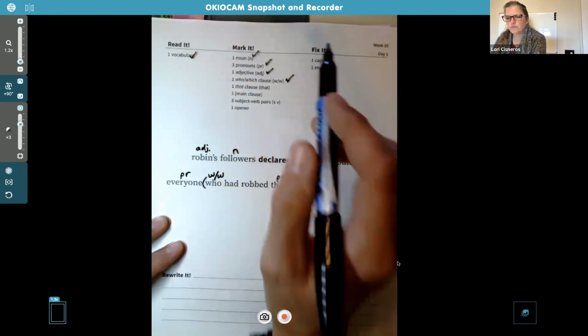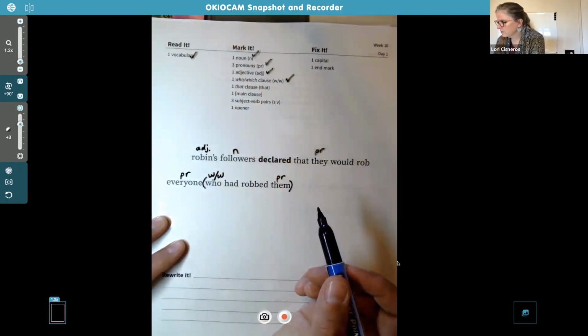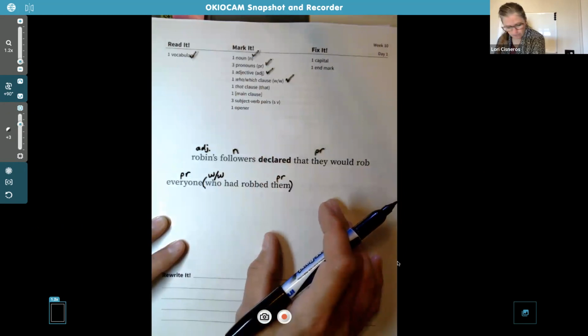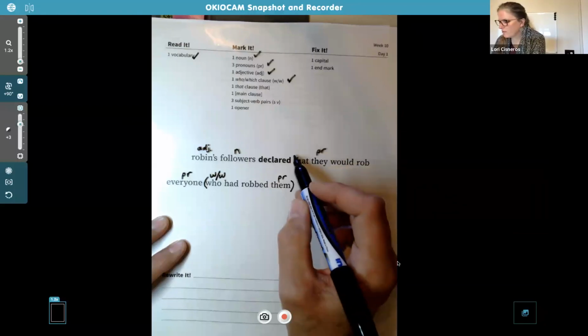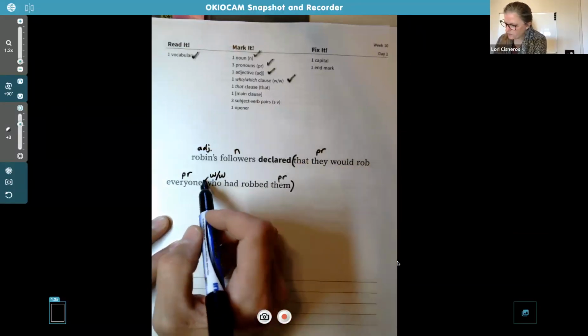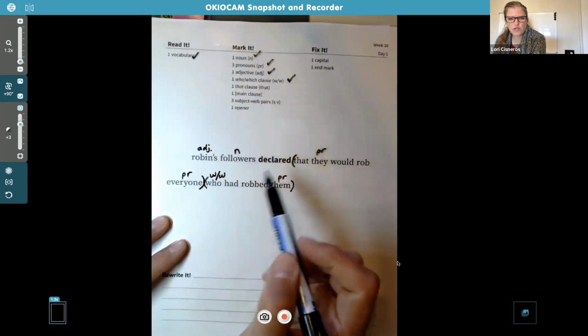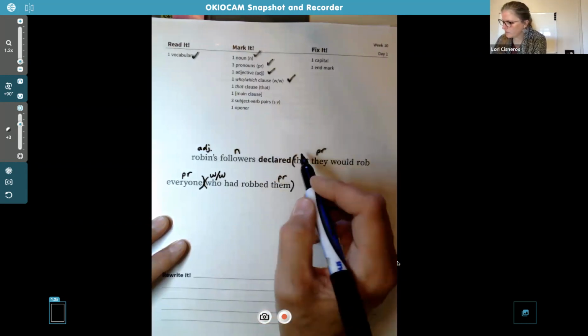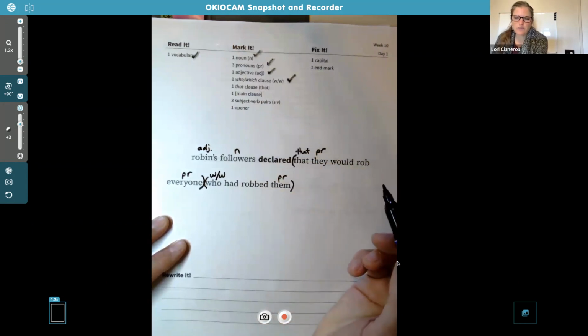And then Kira, the that clause. That they would rob. Yes, that they would rob everyone. Yes, correct. That they would rob everyone. So same way, it shows the parentheses right there around that. So we're going to use parentheses to mark this. And I know it looks repetitive, but we're still going to write that on top of that. It's telling us we're labeling that clause, that clause.